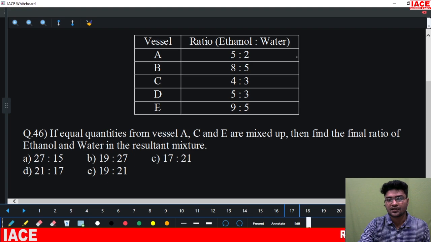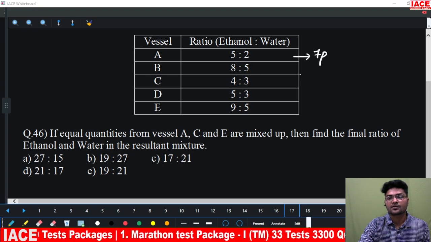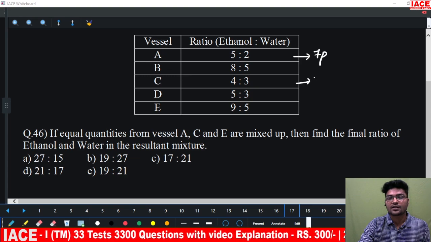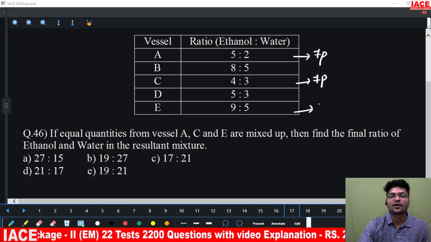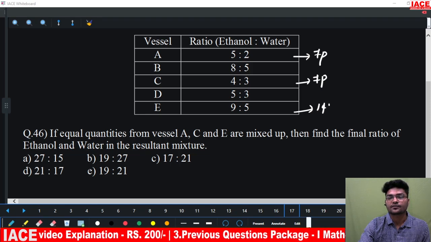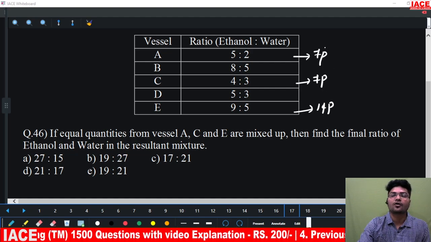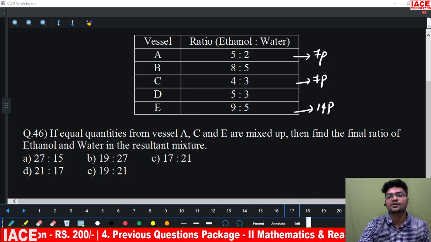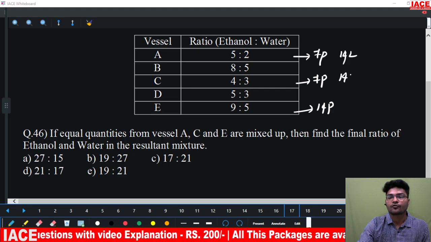So first ACE. A is how many parts? 7 parts. C is how many parts? Again 7 parts. And E is how many parts? E is 14 parts. If I want to take equal quantities, I'll make all of them equal. So I'll take A as 14 liters, C is also 14 liters and E is also 14 liters.